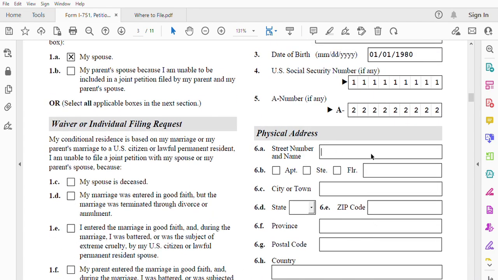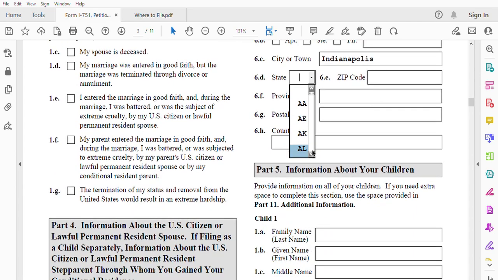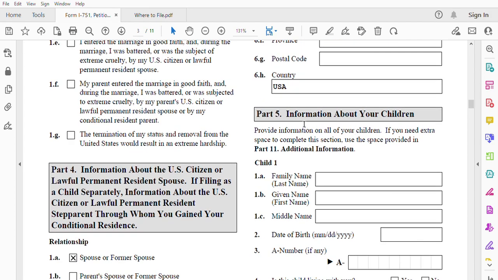Physical address is the same. It's 105 Robin Run, city Indianapolis. I'm living with my spouse. The state is Indiana, and the zip code is 46221. It's the same address as my spouse. So the country is USA.